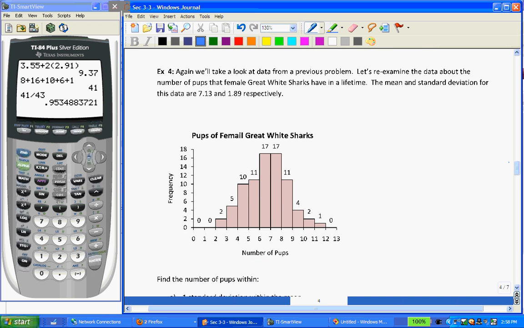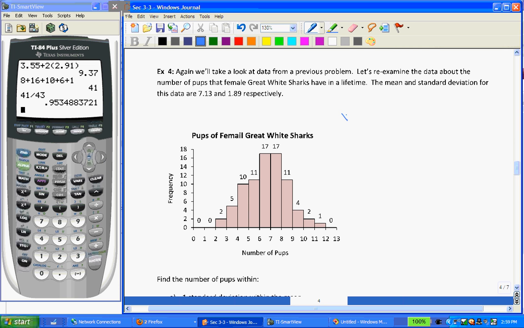Again, we're going to take a look at data from a previous problem. Let's re-examine the data about the number of pups that female great white sharks have in a lifetime. The mean and standard deviation for this data are 7.13 and 1.89. Let's just think about whether this is a population or a sample. We're probably never going to reach all the sharks in the entire world. So this is definitely a sample.